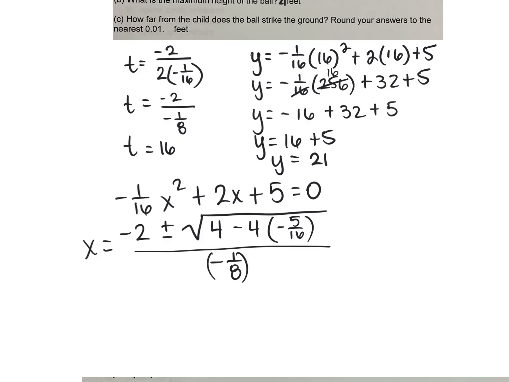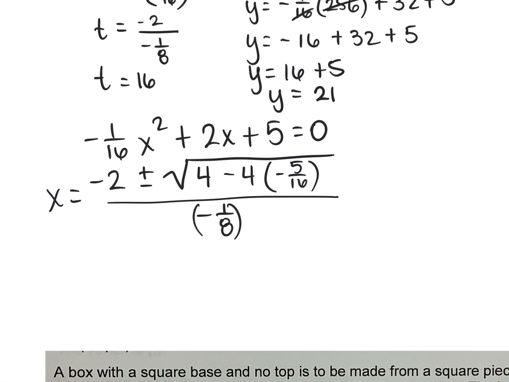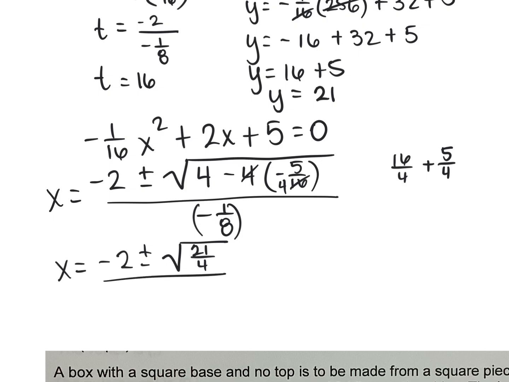So we have to clean up underneath the radical. So the 4 goes into 16 4 times. So I have 4 minus negative 5/4, plus 5/4. So this is going to be 20/4. Nope. 16/4 plus 5/4. So that's going to give me 21/4 under the radical. So I have negative 2 plus or minus the square root of 21/4, and I'm going to divide that by negative 1/8.